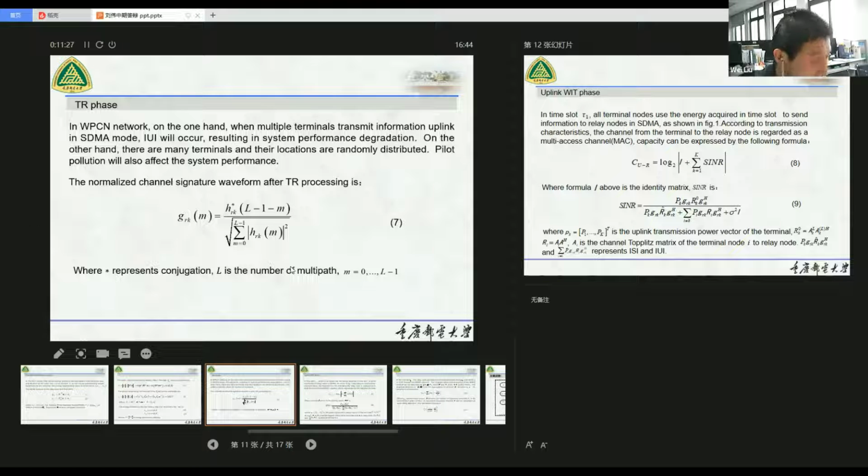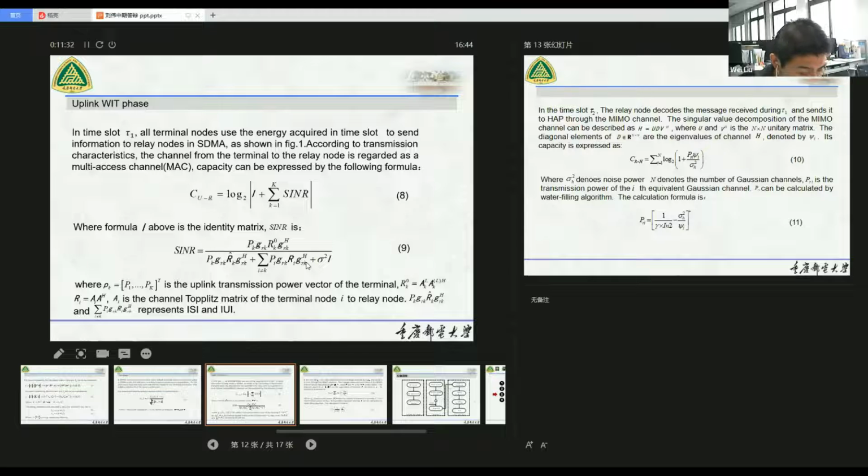This page shows the WIT phase in time slot tau 1. According to transmission characteristics, the channel from the terminal to the relay node is regarded as a multiple-access channel, so its capacity can be expressed by the following formula.